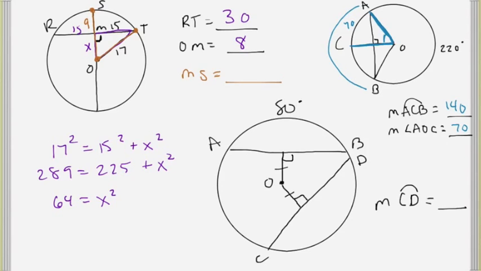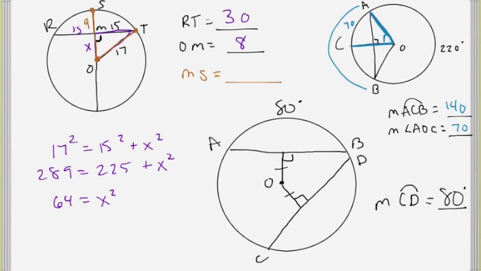All right, we have 2 chords that are equally distant from the center. So chord AB and chord CD are the same distance away from the center of the circle. What does that mean about them? They're the same size. And if the chords are the same, what does that mean about the arcs across from them? They are the same. So arc CD is equal.